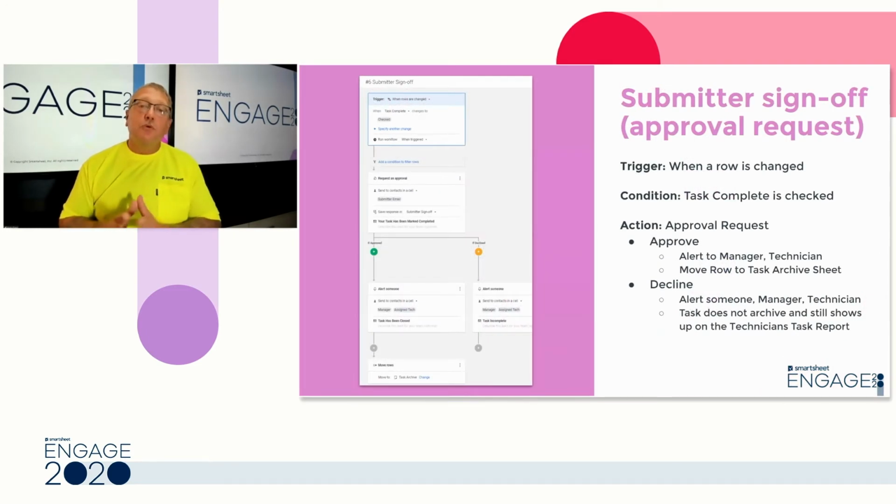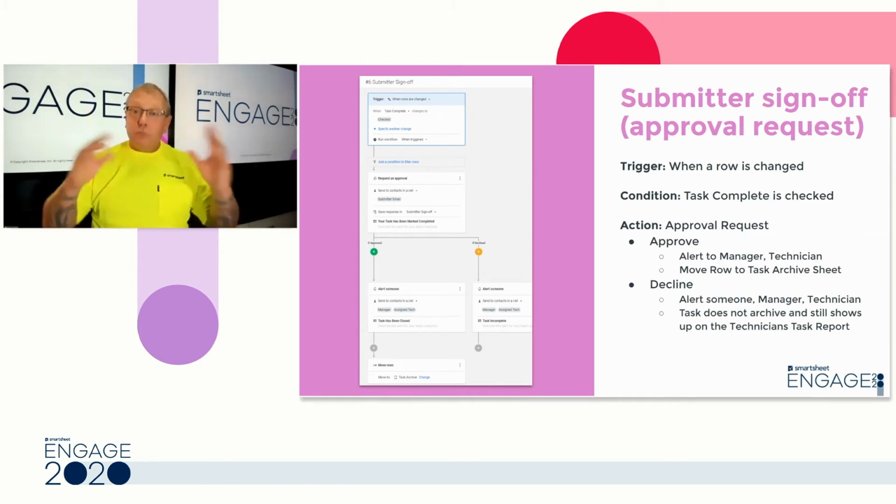All right, for that approval request, the trigger you see is when a row is changed. And when a row is changed, the task completed is checked. That's what we have here. For the approval path, you see there are two different pieces with this. One is that we want to alert the manager and technician. We want to tell them, hey, you did a great job, it's finished. Right? Because then they know it's not just sitting there. Until they get that message, we're waiting on that customer or the submitter.